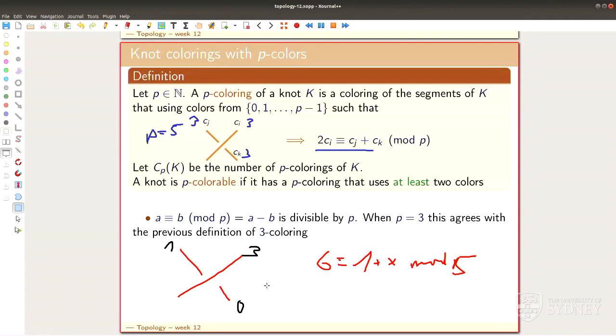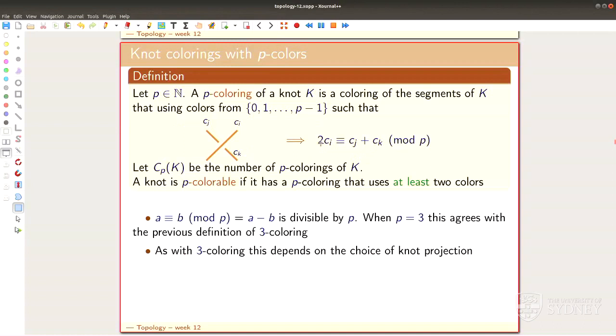And what really matters is if the knot projection is such that we can assign that throughout the projection without any problems. And we call that p-colorable. Same notation as before. Again, this depends on the knot projection, but there is a very similar proof as before. Just check the Reidemeister moves. So this is actually not invariant. I will make a formal statement in a second.